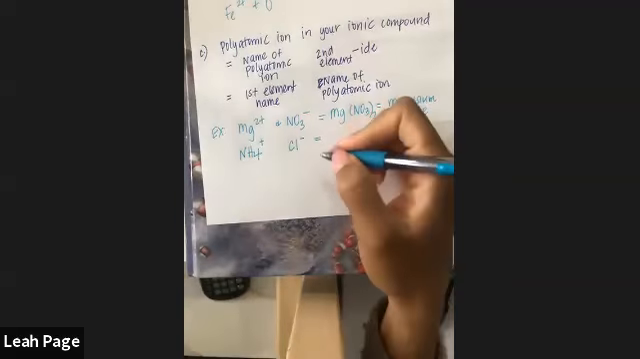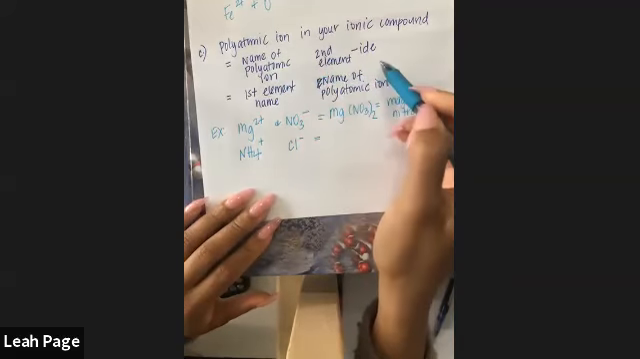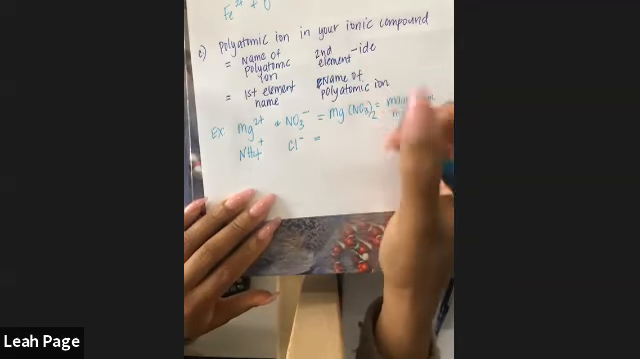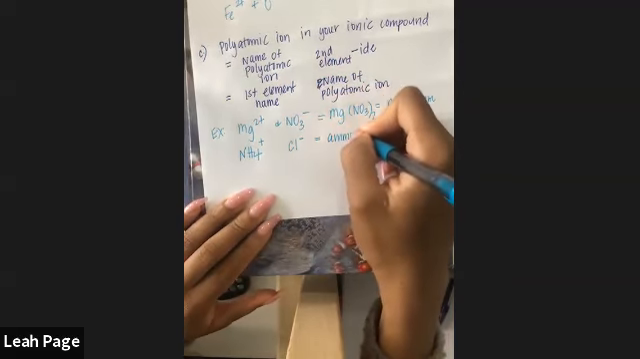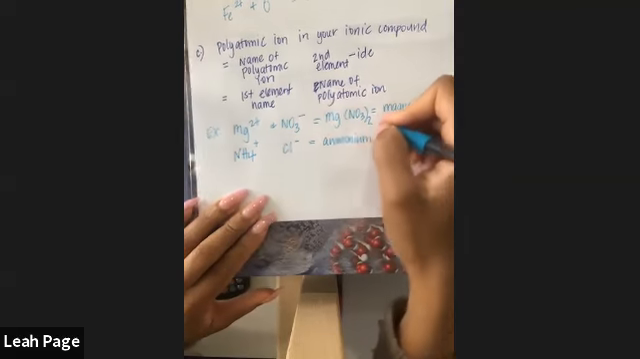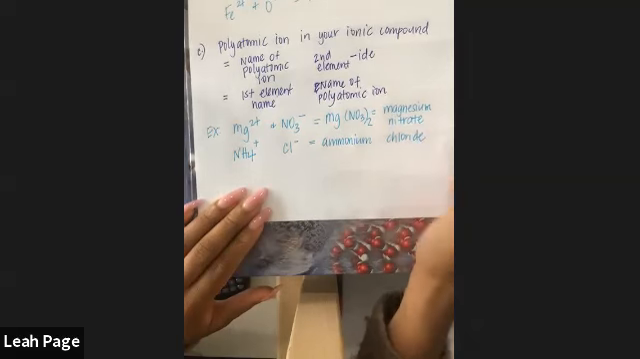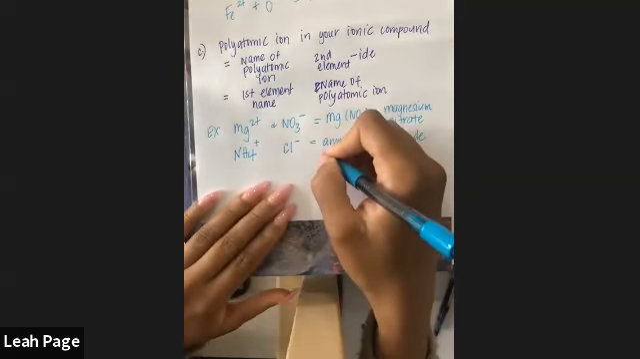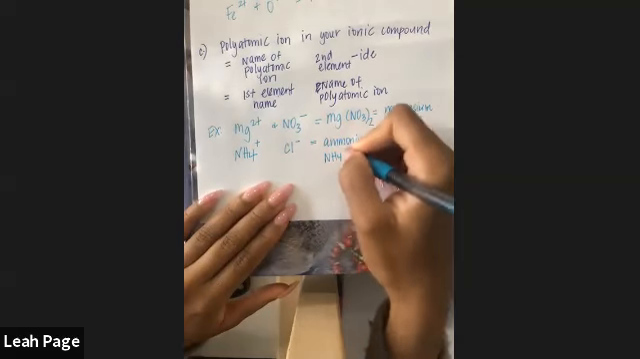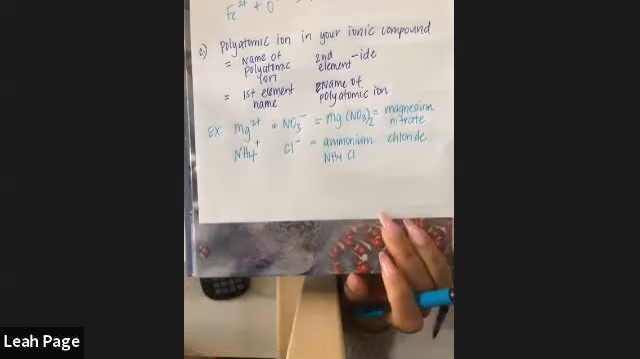So since the polyatomic ion comes first, I just name the polyatomic ion, but then I have to remember to put the IDE at the end of the second element. So this is going to be ammonium chloride. And if I write the formula, sorry, the formula is still just going to be NH4Cl. It's +1, −1, so they cancel each other out.